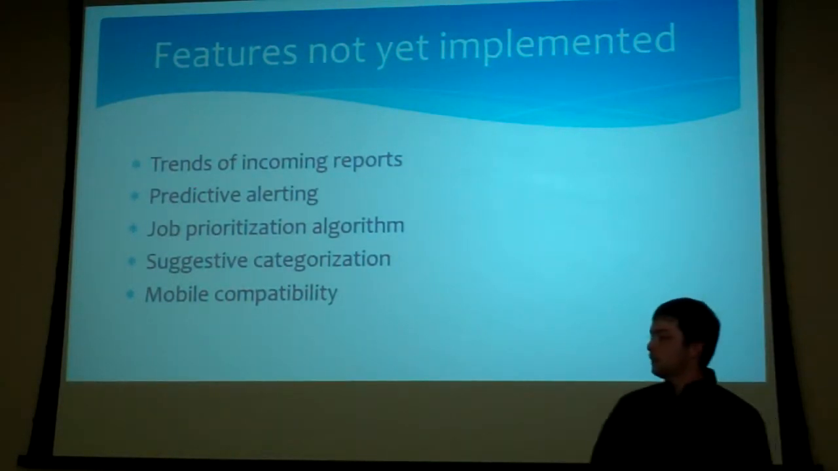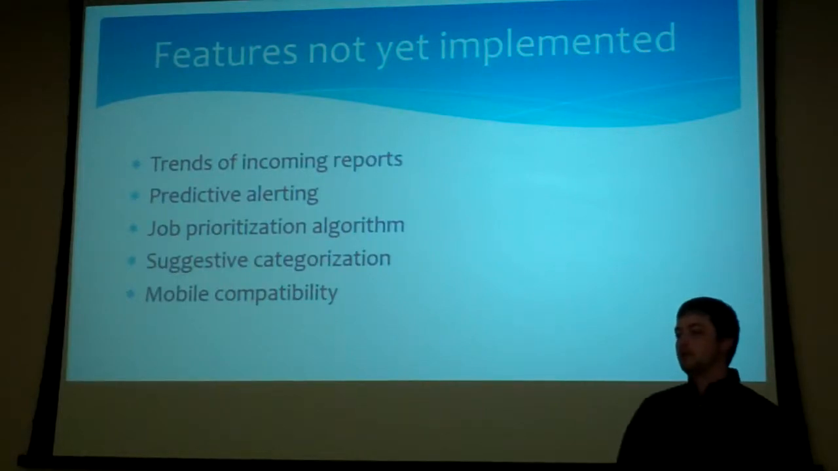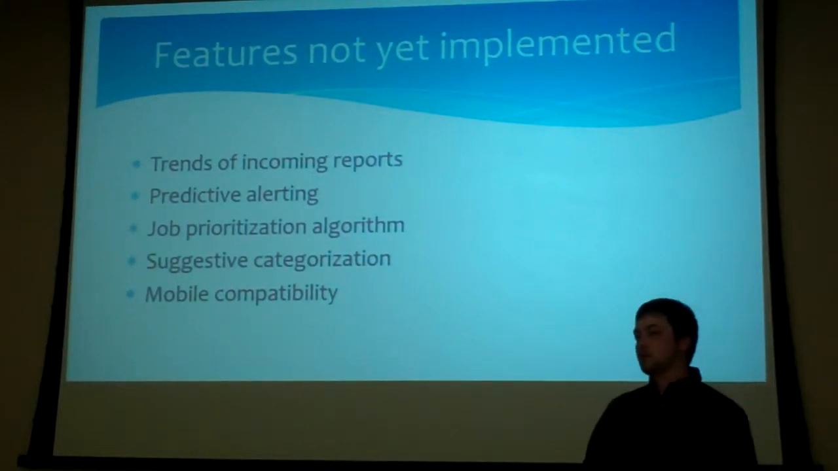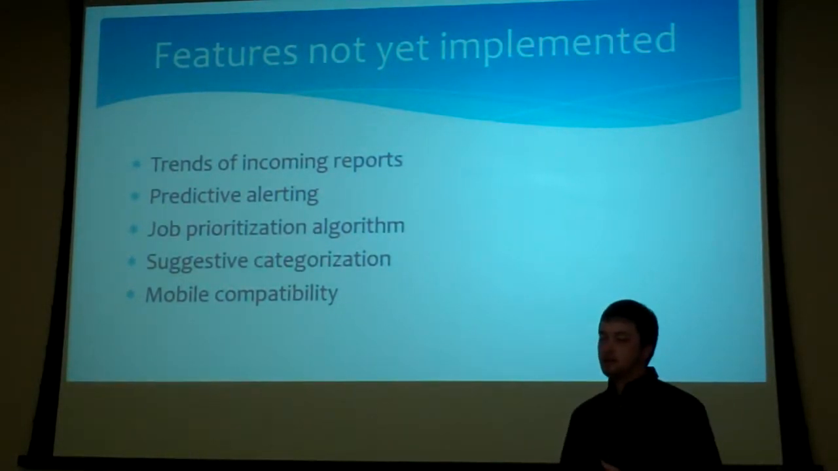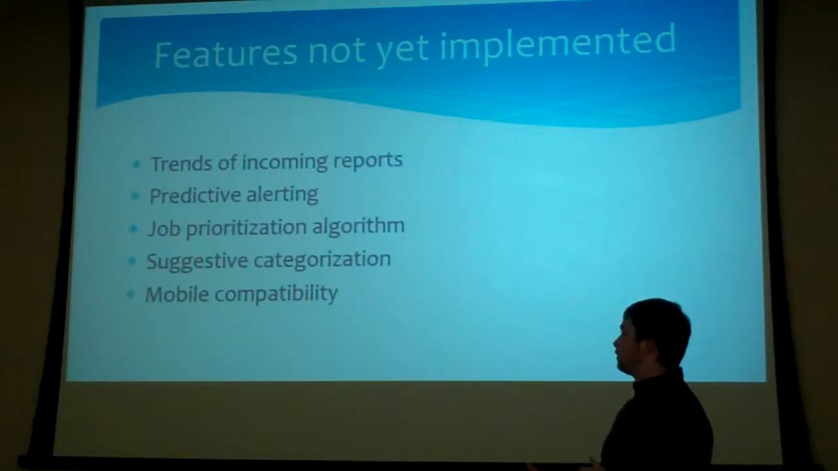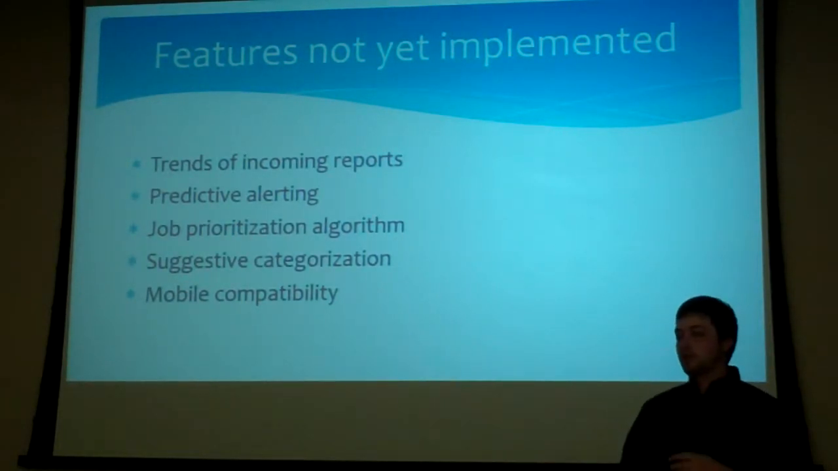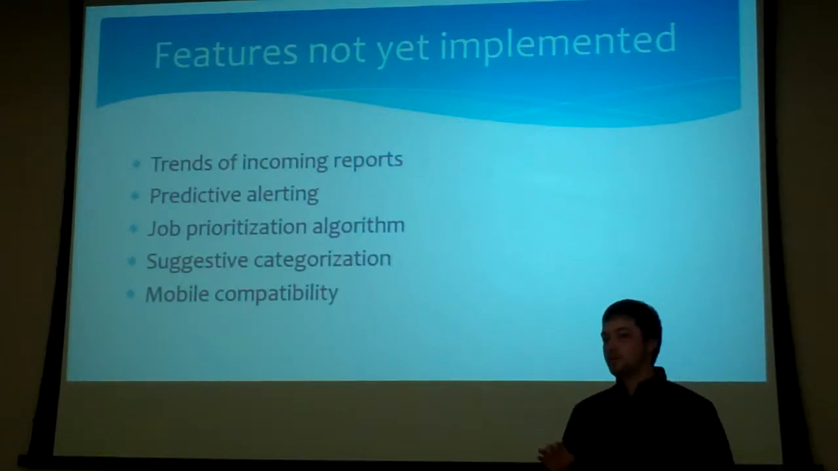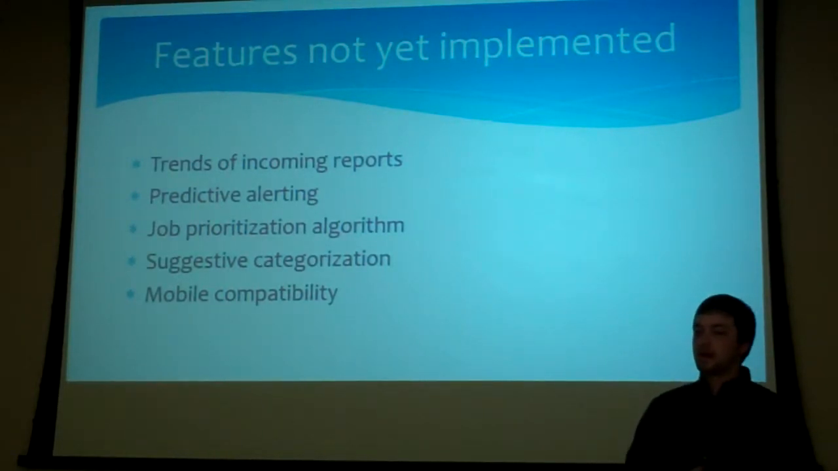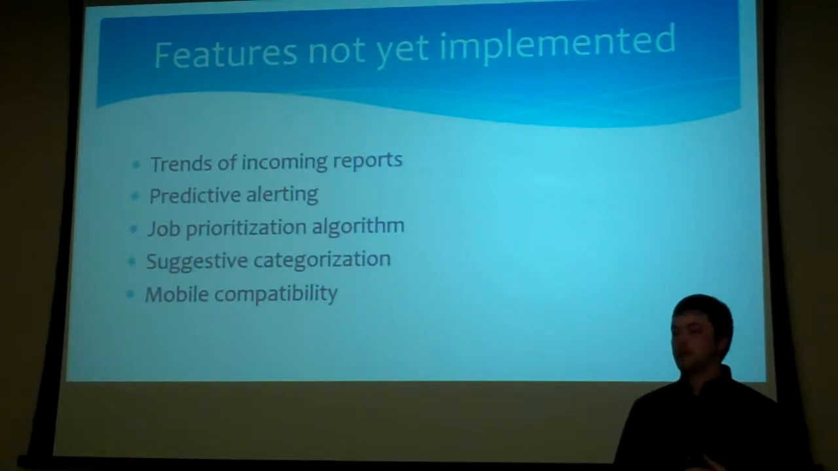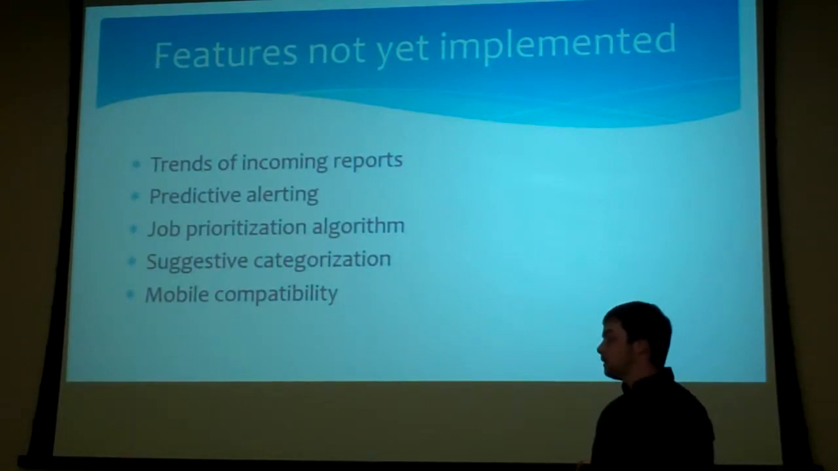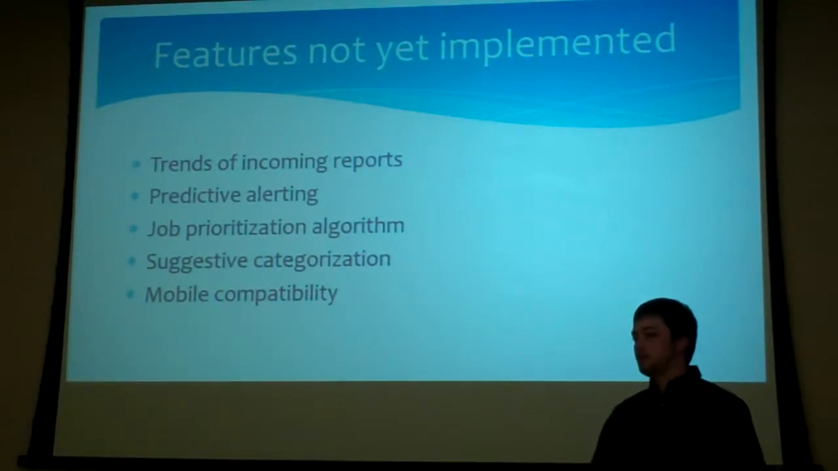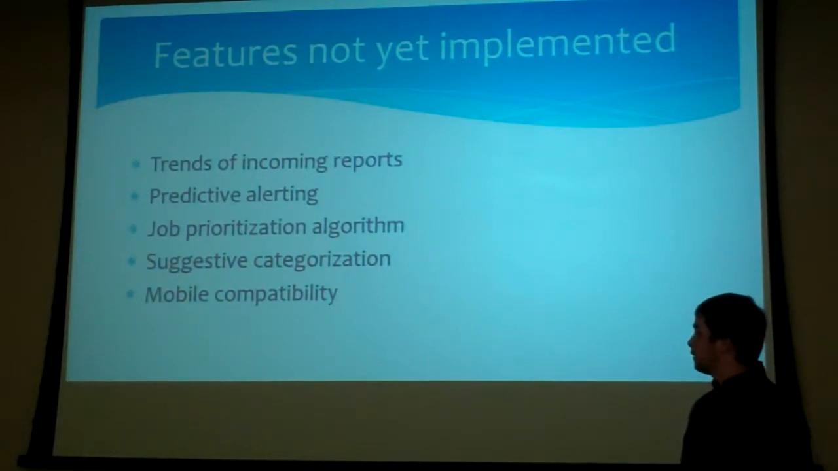And then job prioritization algorithm is going to be an algorithm that is going to learn based on weighted keywords in the report, and it's going to prioritize the reports in the administrative view. So, for example, if the word accident is listed 3 times in one report, it's probably a huge case, so it's going to go straight to the top. And so the administrator can take care of that right away.